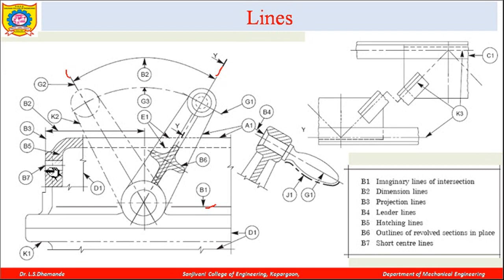Also we will find here that from this end one extension line is taken, that is called the projection line B3. And from here this line is taken, projection line. So these lines are called B3, that is nothing but the projection lines. And here is the dimension line again.